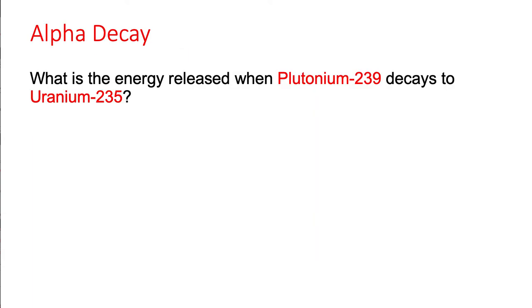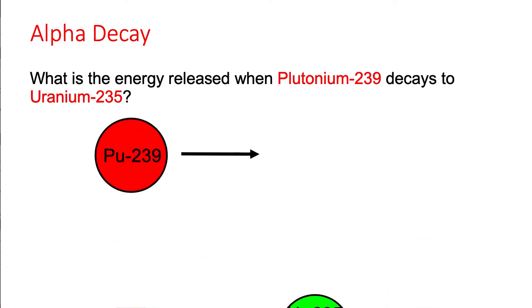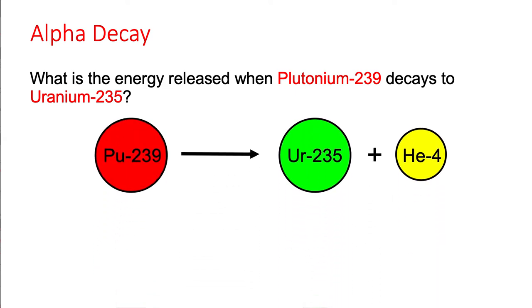Okay, so let's take an example. What's the energy released when plutonium-239 decays to uranium-235? Well, what we've got here is our plutonium-239 and our uranium-235 and our helium-4, which is an alpha particle.